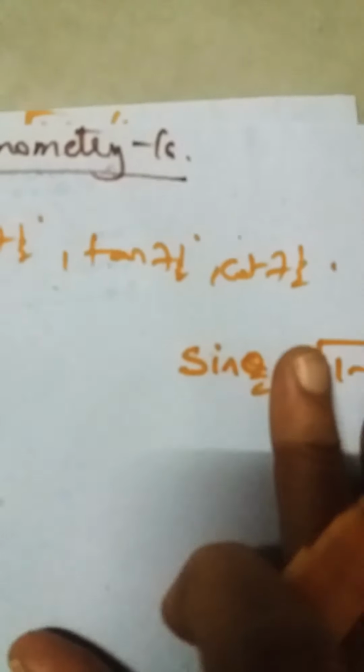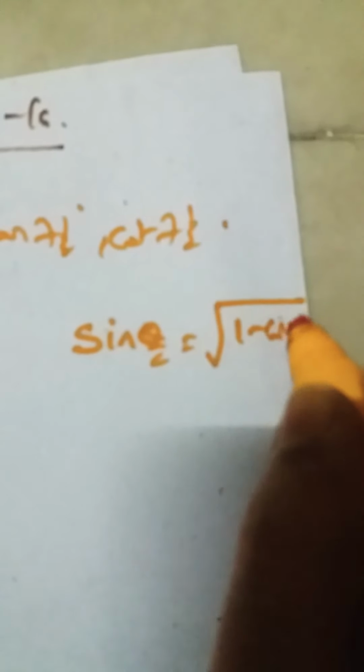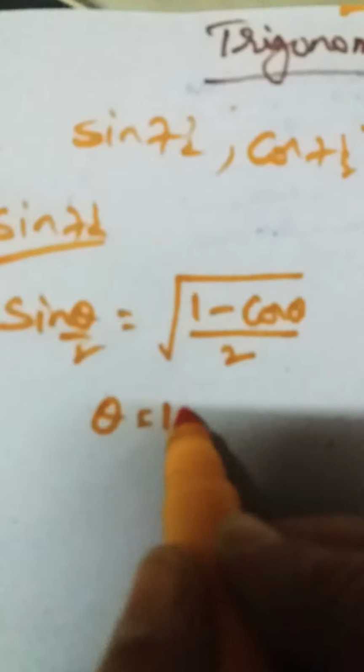For finding sin 7.5 degrees, we will use the submultiple formula for sine and cos: sin theta by 2 is equal to square root of (1 minus cos theta) divided by 2. Now put theta equal to 15 degrees, because half of 15 is 7.5.